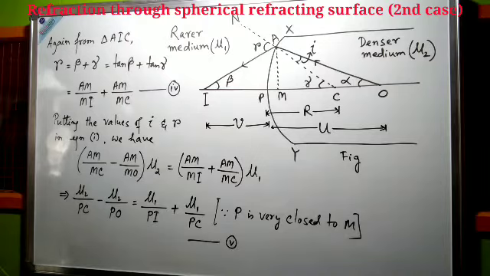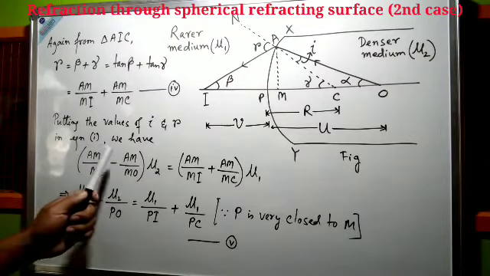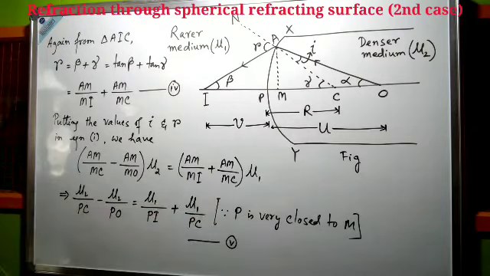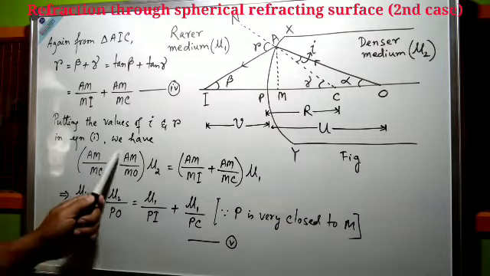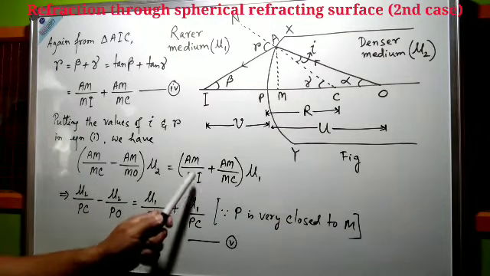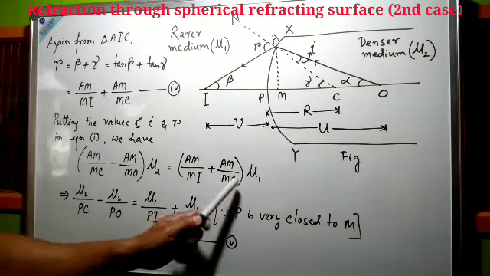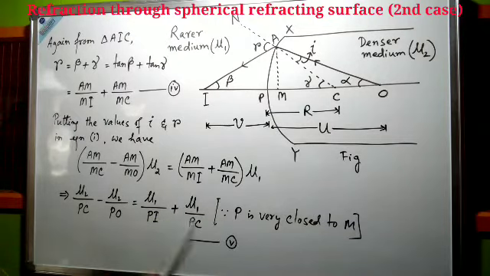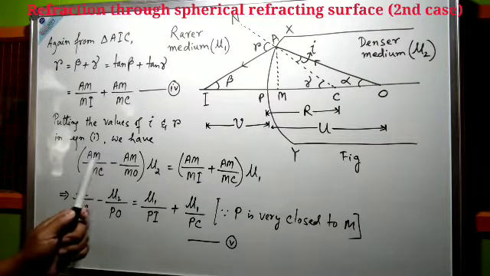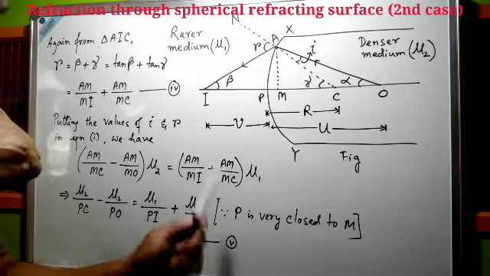So in equation number 1 we have written small i into mu2 equal to small r into mu1. So instead of i and r we may write like this: AM by MC minus AM by MO equal to mu2, and this represents i, and AM by MI plus AM by MC into mu1, and this represents r. So we may write like this. Then AM can cancel from both sides.